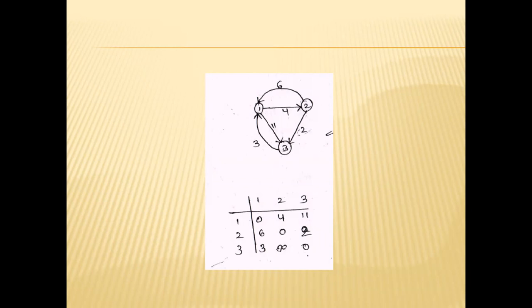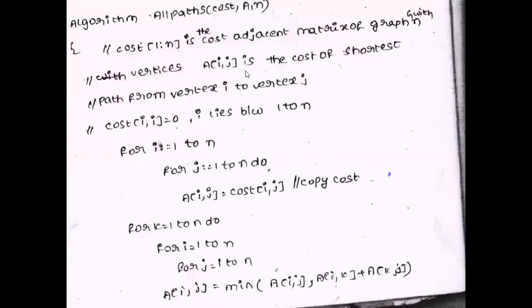So by using this matrix, you are finding the all pair shortest path. That is, you are finding the shortest path from i to j. The i loop represents i, and the j for loop represents j. k represents the intermediate vertex. Suppose the intermediate vertex is 1 or 2 or 3, that is here 1 to n.